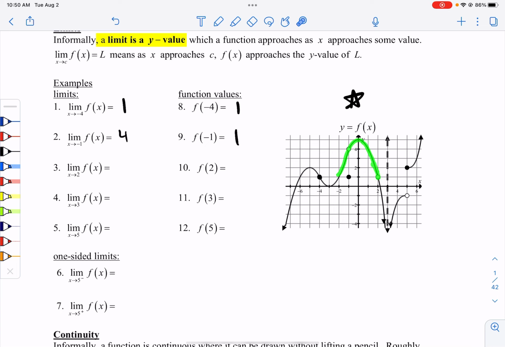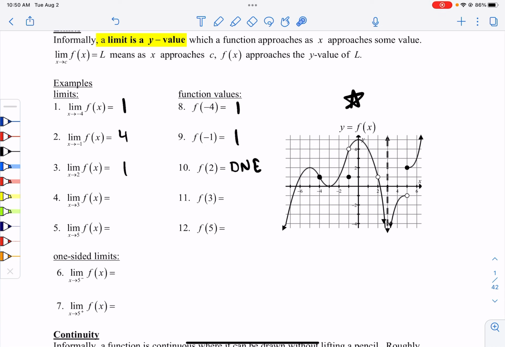I don't care what happens when I get there, but as I'm getting close to 2, again, I'm approaching 1. When I actually get there, if I want to know number 10, what happens when I get to 2? Well, f of 2 is a hole, and there's no other value shown at 2. So f of 2 actually does not even exist, which is kind of cool. I can find what I'm approaching, even if once I get there, there's not a number to get to, but I'm approaching 1.